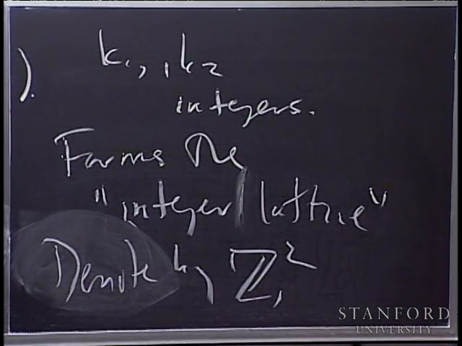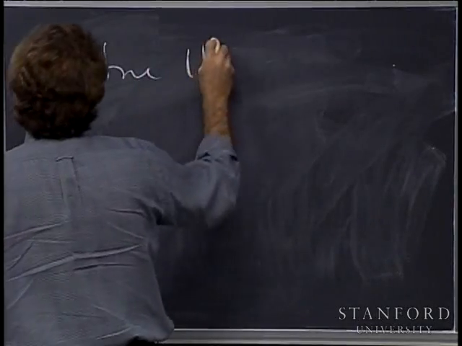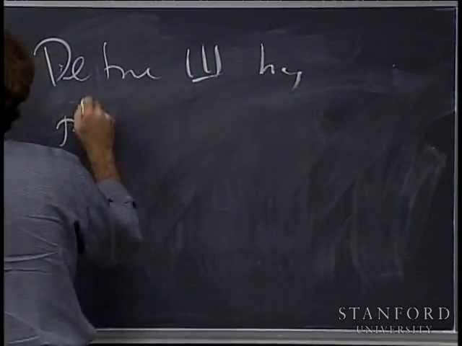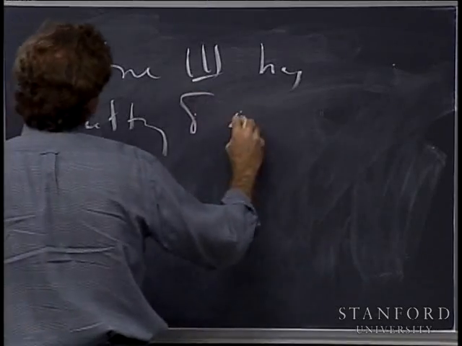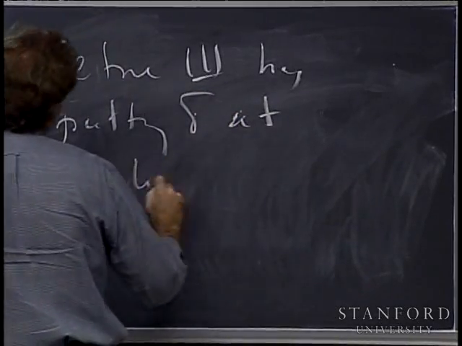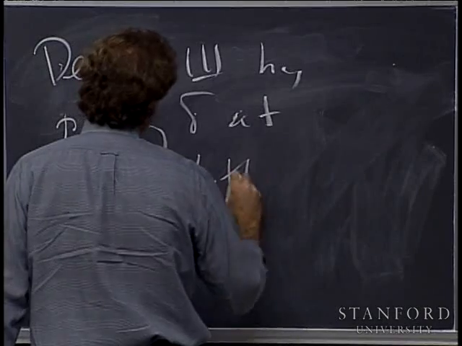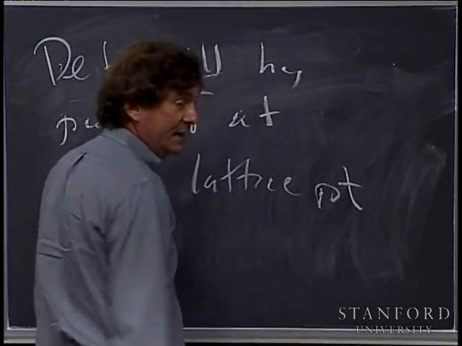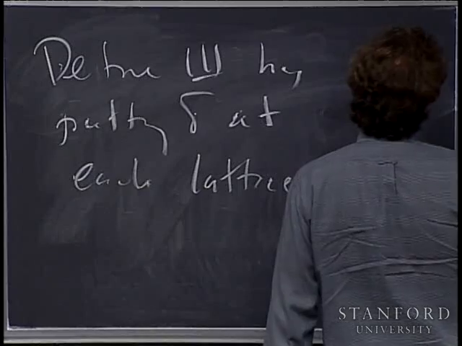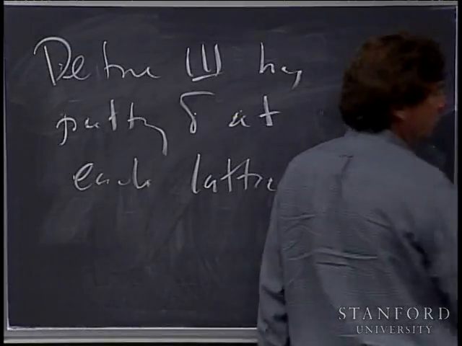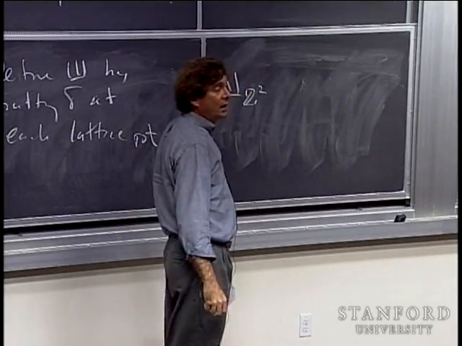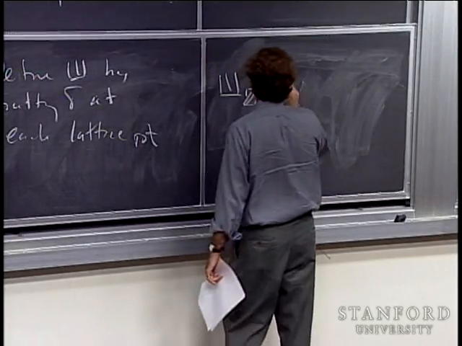Put a spike at each one of those points. So define the Shah function by putting a delta at each one of those points. Each grid point, I'll call them lattice points, okay? I'll define the Shah function for this integer lattice, Z2. It's exactly the analog of the one-dimensional case.